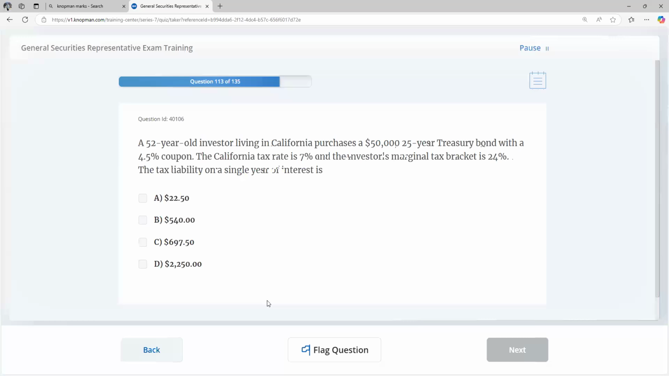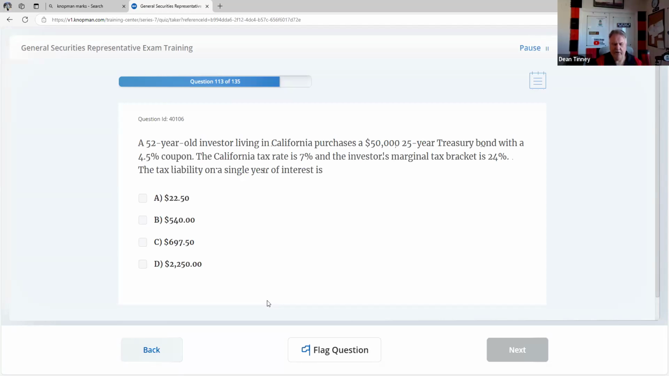Okay. So 50,000 25-year treasury bond with a 4.5 coupon. Is it 697? I'm not sure how you got 697.